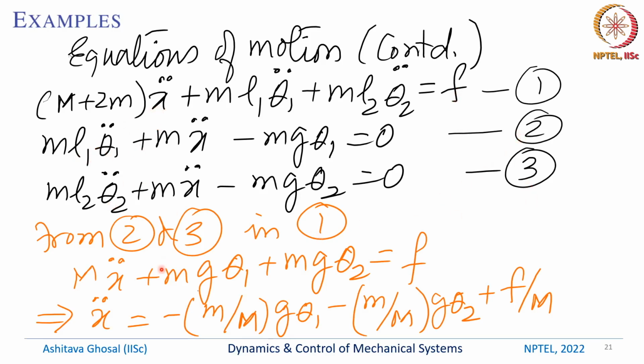So from 2 and 3, you substitute 2 and 3 in 1, you will get M x double dot + m g theta 1 + m g theta 2 = F. You can see that m x double dot + m L1 theta 1 double dot = m g theta 1. Similarly, this is m g theta 2. So we can get rid of these m L1 theta 1 double dot and m L2 theta 2 double dot from these two equations, and you will get this. And hence we can solve for x double dot = -(m/M) g theta 1 - (m/M) g theta 2 + F/M. So in this example, we can write x double dot directly in terms of theta 1 and theta 2.